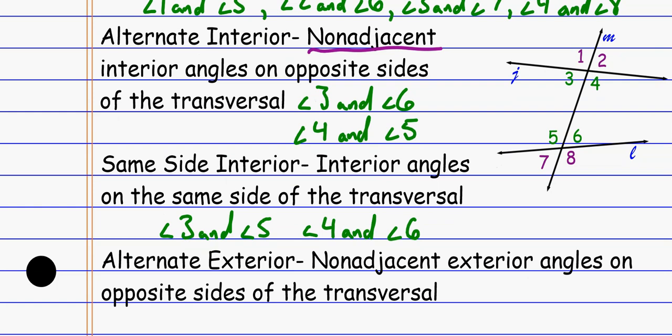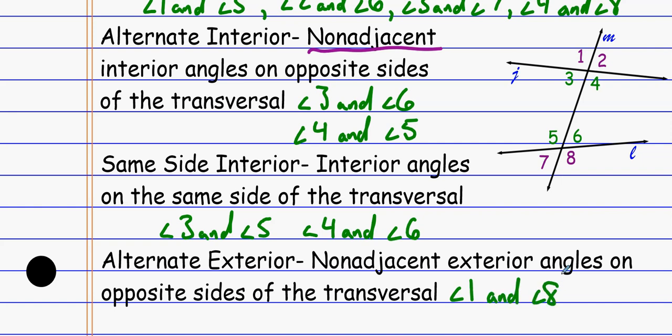And now we're up to alternate exterior angles. You can probably take a guess without even reading this what this is. It's the same as alternate interior angles, except now we're looking at alternate exterior. So once again, they're non-adjacent exterior angles, on the opposite sides of the transversal. And so for this one, angle 1 is the first exterior angle I see. When I look at the other group, the exterior angle that's on the other side of the transversal is angle 8.